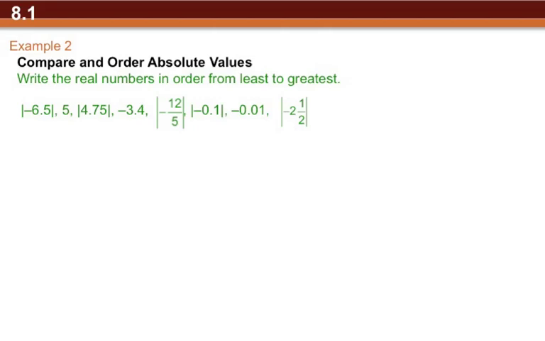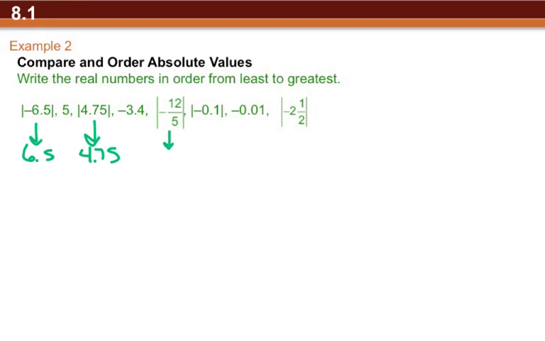So in order to compare some absolute values, we actually need to know what these numbers are without the absolute values. So some of these we'll have to convert, some of them we won't. The absolute value of negative 6.5 would be 6.5. We have 5. Absolute value of 4.75 is still 4.75. Negative 3.4.